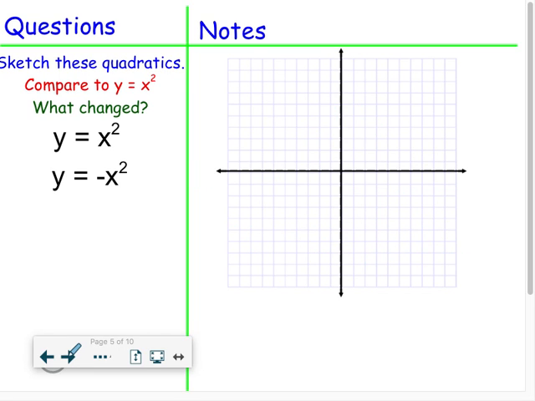Now our last change, we've got the same parent function, y equals x squared. And the only change on this one is the negative sign in front. What that negative sign does is flips it upside down. Remember, we talked about how A controls whether your quadratic opens up or opens down. If A is a negative number, your quadratic is going to open upside down. So this is a reflection over the x-axis.